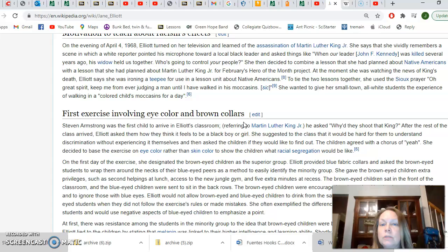So she had been teaching them about Native Americans, and she had been putting together a lesson about the Sioux Indians, or the Sioux Native American population, and she was using a quote that said, "Oh, Great Spirit, keep me from ever judging a man until I have walked in his moccasins." So wanting to teach them about why somebody would assassinate Martin Luther King Jr. for advocating for equity and civil rights for all people in America, and why would he need to do this, and why would that make people so angry?